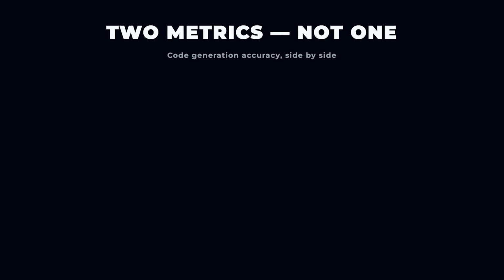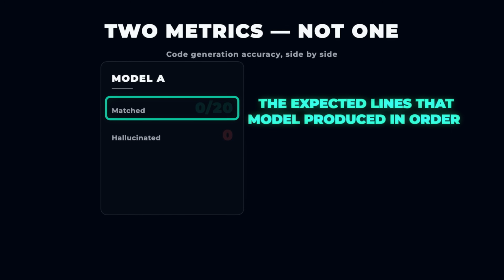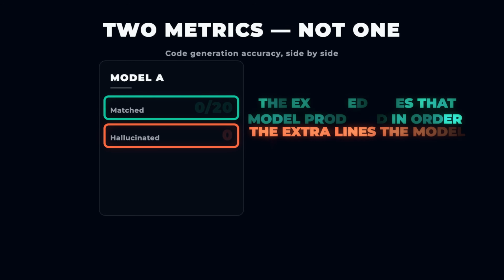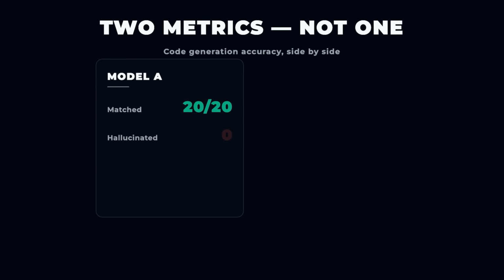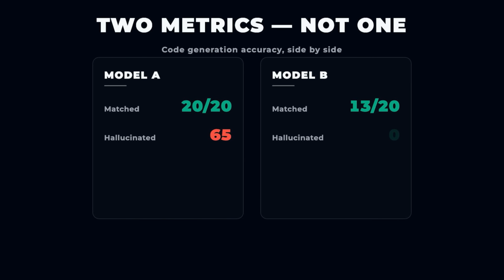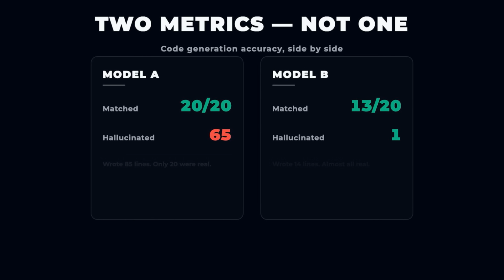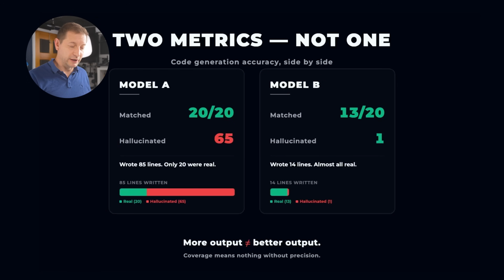And here's the part most benchmarks miss. 2 metrics, not 1. Matched will be the expected lines the model produced in order, and hallucinated is the extra lines the model invented that aren't in the file. So a model that scores 20 out of 20 with 65 hallucinations is not the same as one that scores 13 out of 20 with only 1 hallucination. The grading is deterministic. Plain line level diff. I'm not sending this to an LLM to be the judge. Both columns are computed and not estimated.